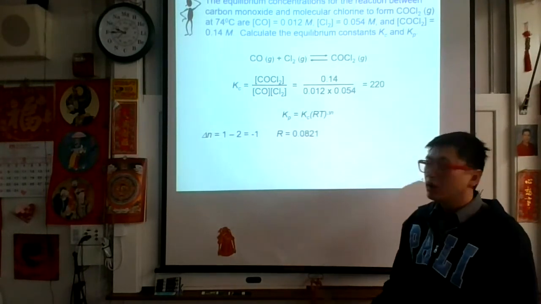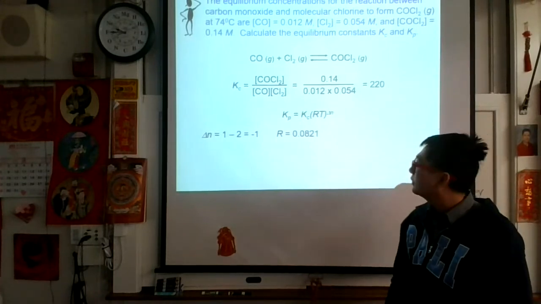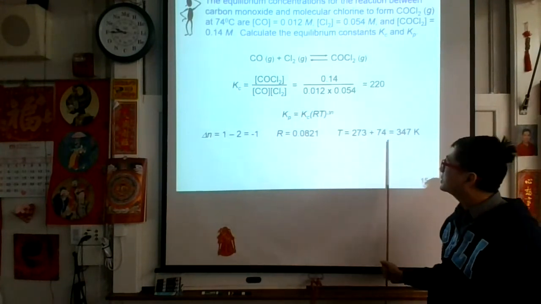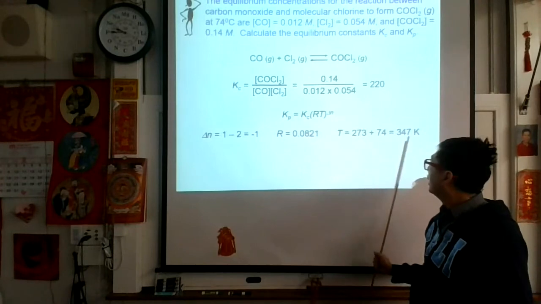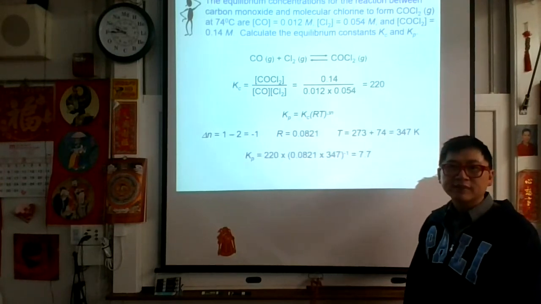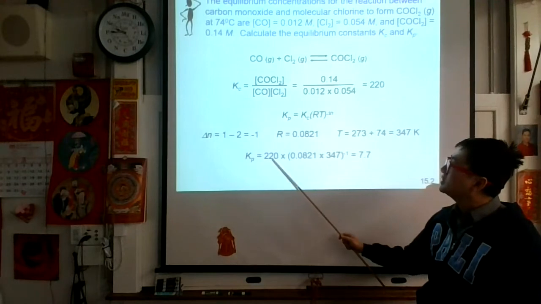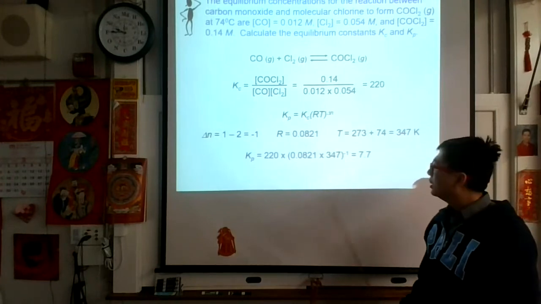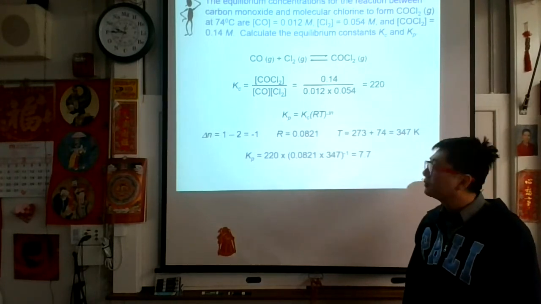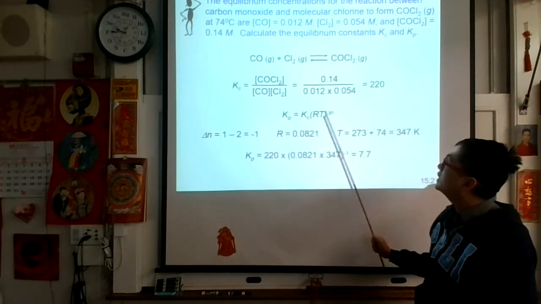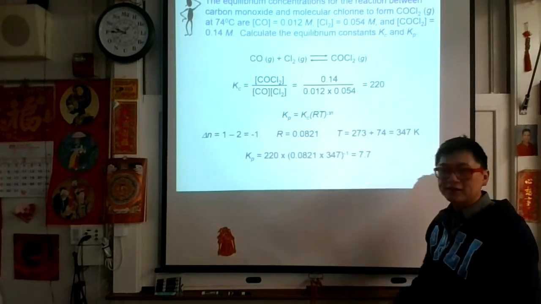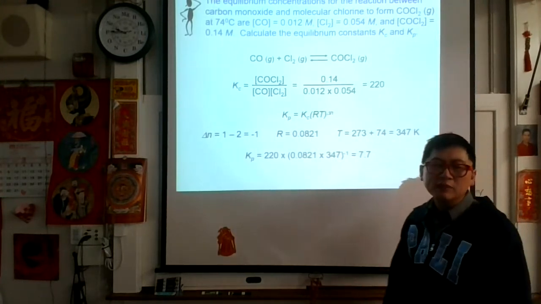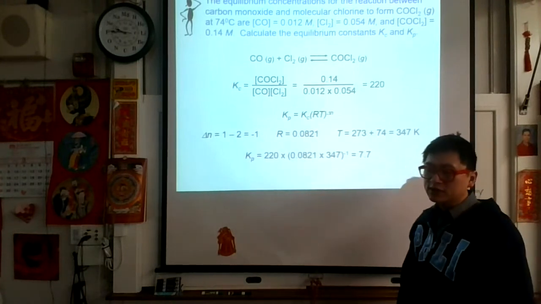We know R. R is always 0.0821. The temperature was given, right there, 74 degrees Celsius. Add 273, we get 347 kelvins. So Kp is equal to Kc, which is 220, times R times T, all to the delta n power, which in this case gives 7.7. So Kc is 220 and Kp is 7.7. The relationship between them is this equation. There are not that many equations in this chapter, but this is one of them, as well as the products over the reactants.